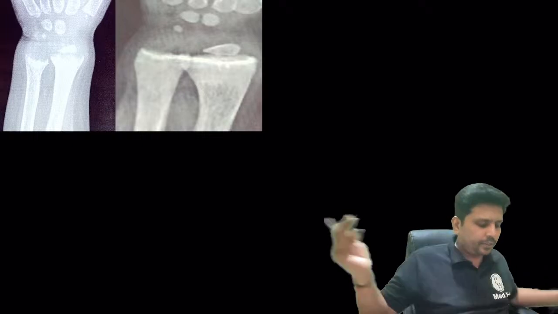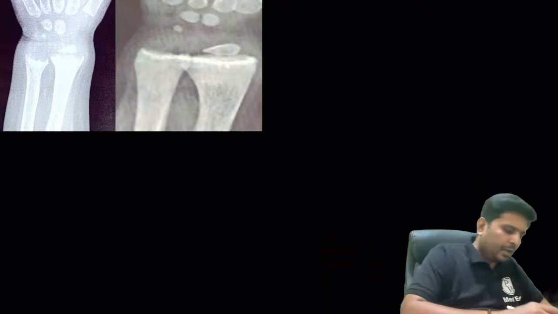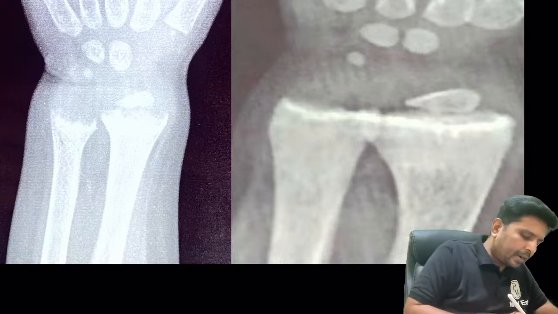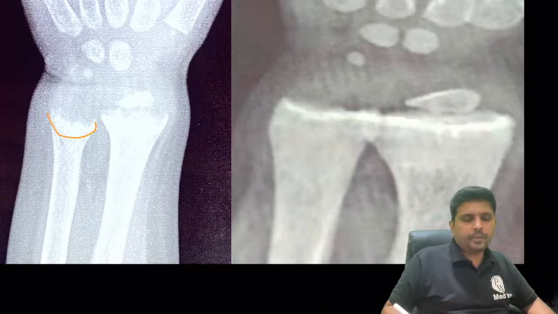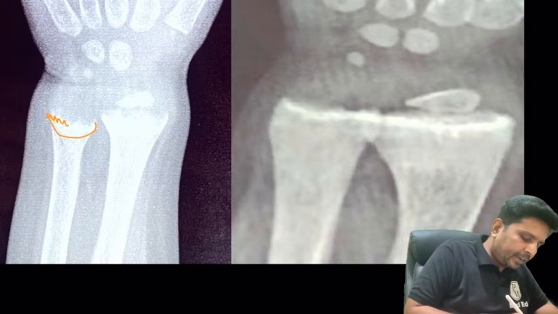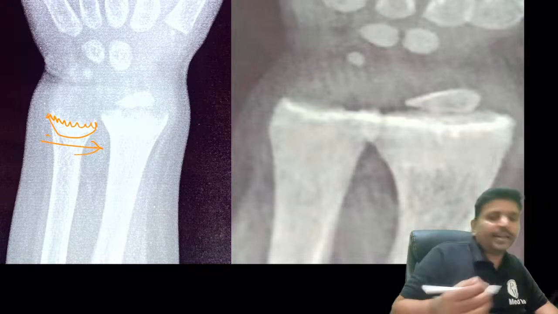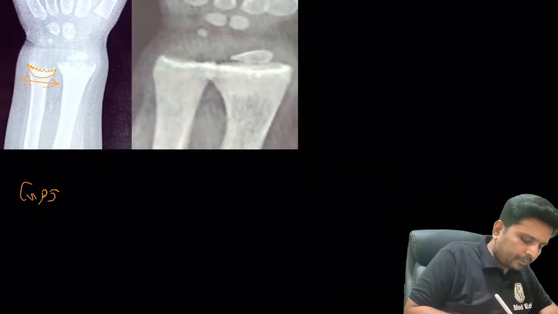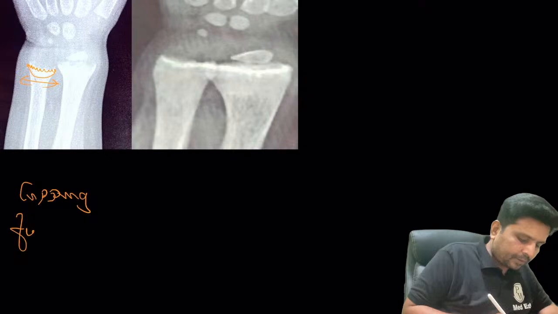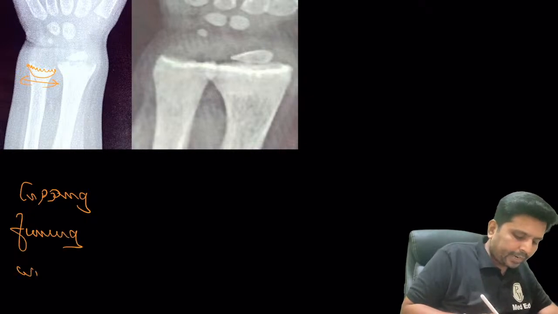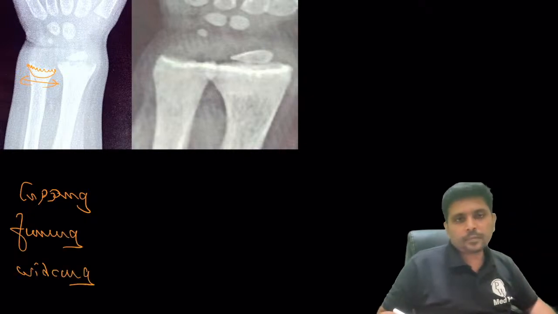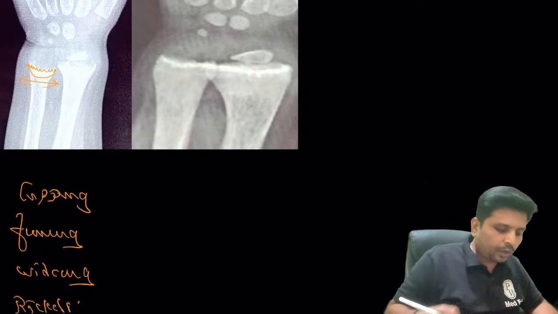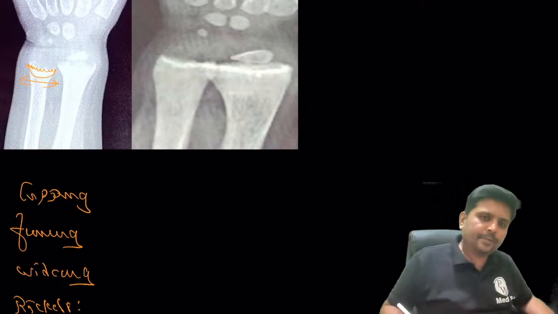Now I could say cupping. I could say fraying. I could say widening of epiphysis. So this cupping, fraying, widening, you all know it occurs in rickets.